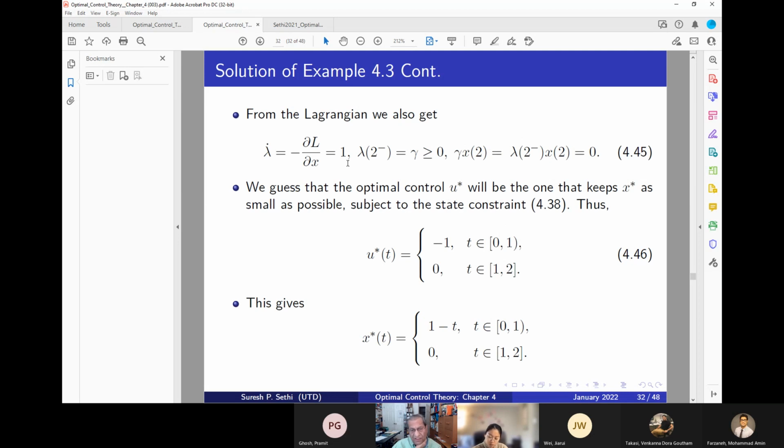So the Lagrangian condition gives us 1. And remember, we need to have lambda 2 minus, which according to our box would be gamma, and gamma is bigger than or equal to 0. That's a complementary slackness condition on the control, on the state. So we have this.